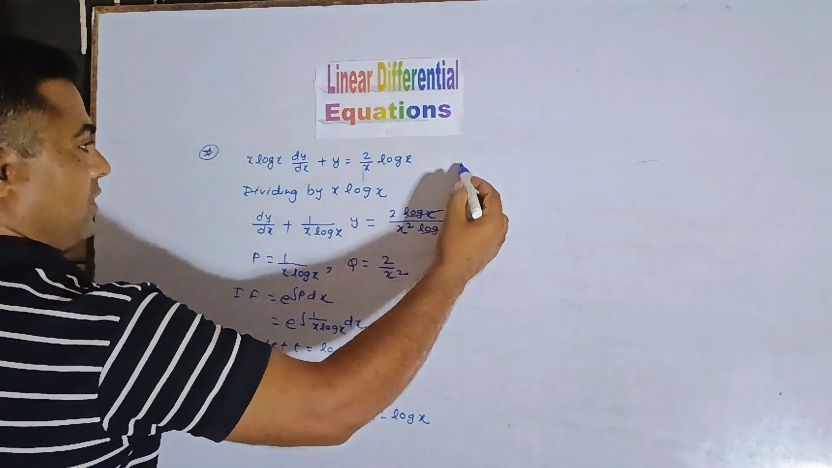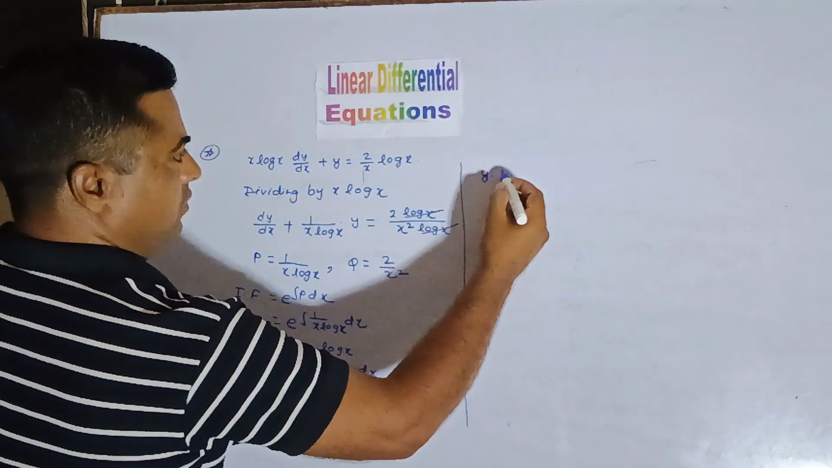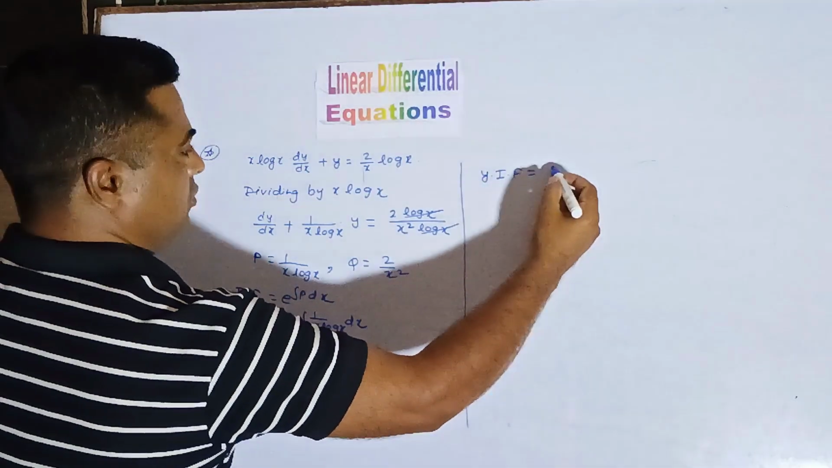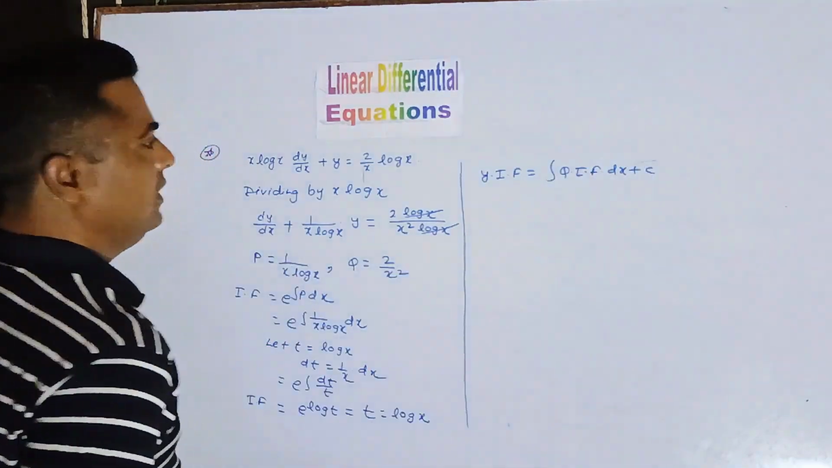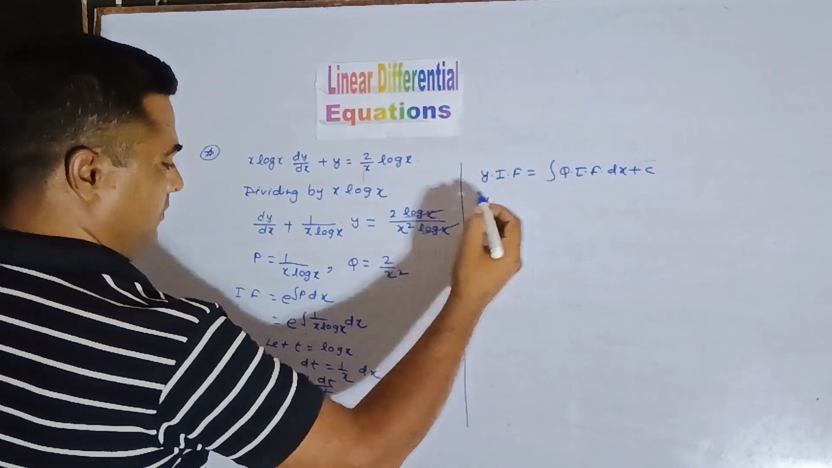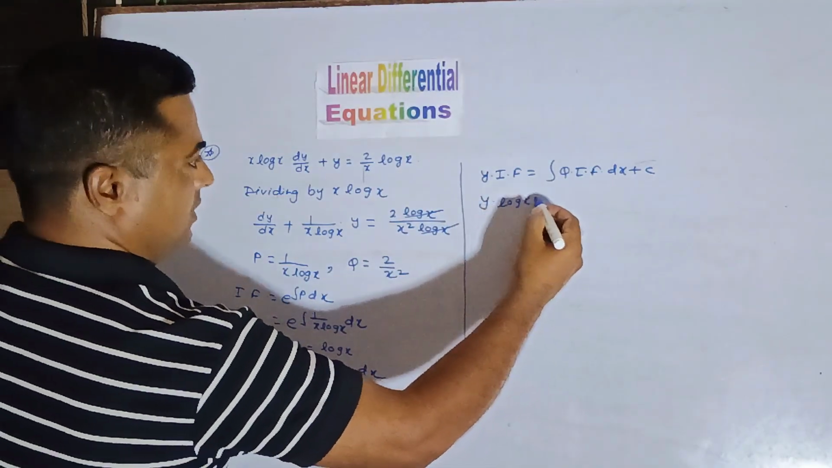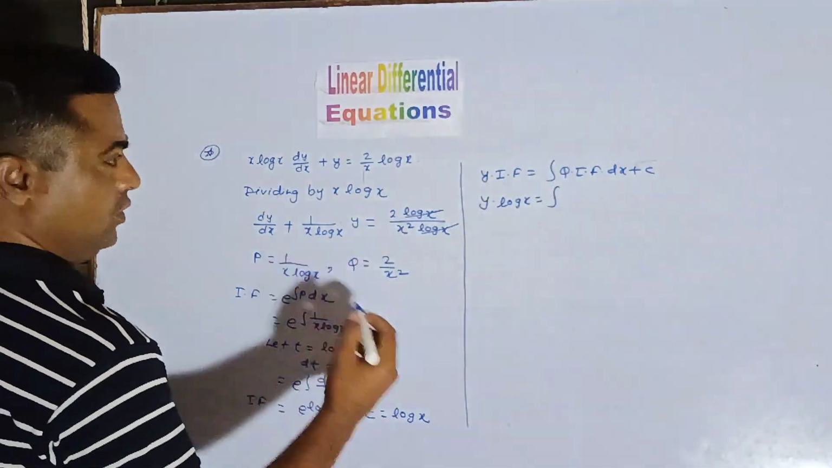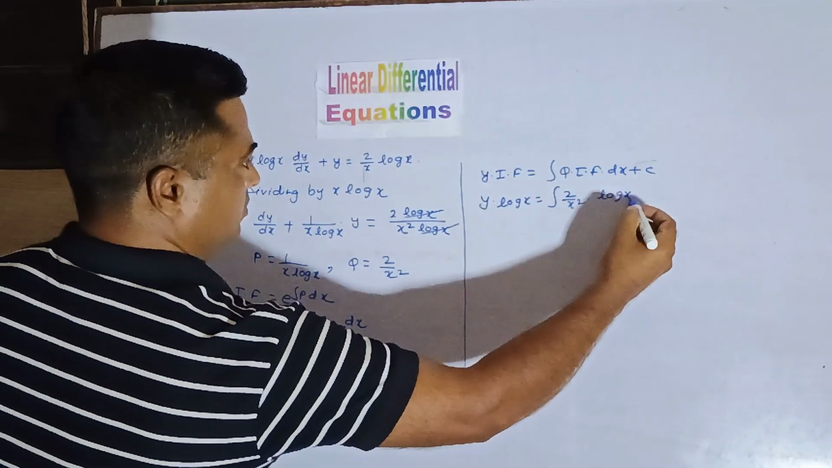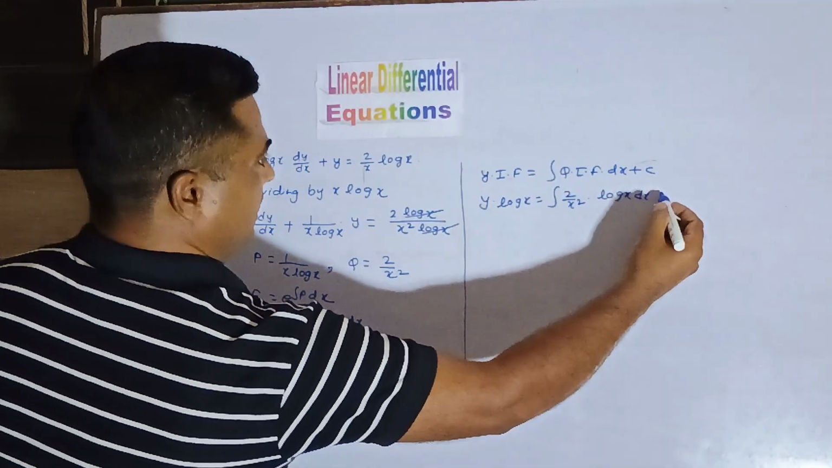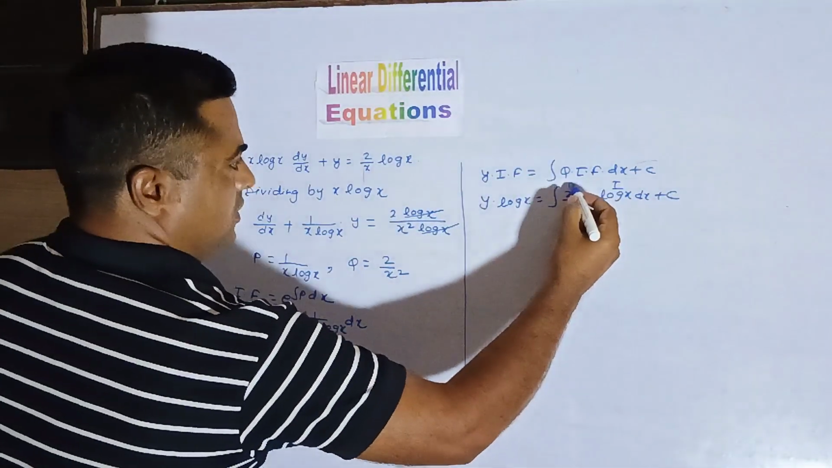Correct? Now students, we are finding the solution of this linear differential equation. We know very well, y into IF is equal to integral q into IF into dx plus c. We are putting the value of IF. What is the value of IF? This is log x. So log x is equal to integral q, the value of q is 2 upon x square, into IF, this is log x, dx plus c. Correct? Now this is your first function, this is your second function.